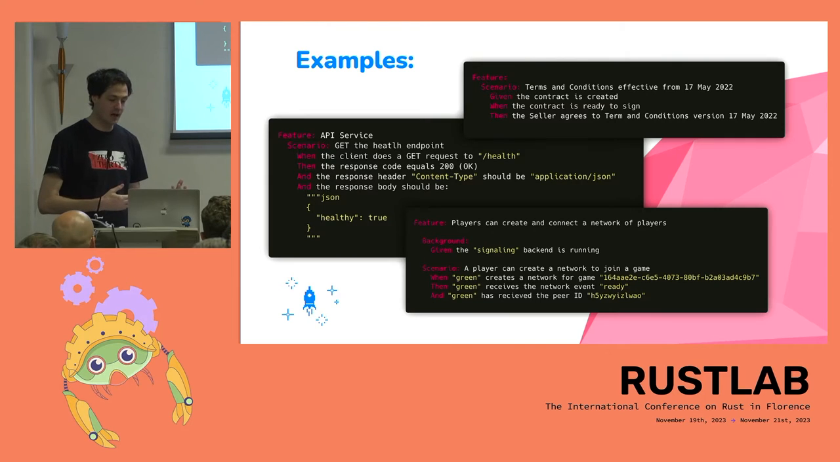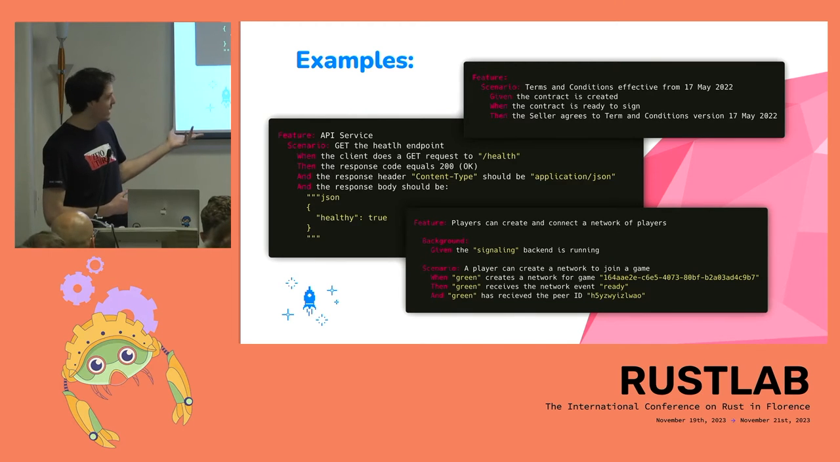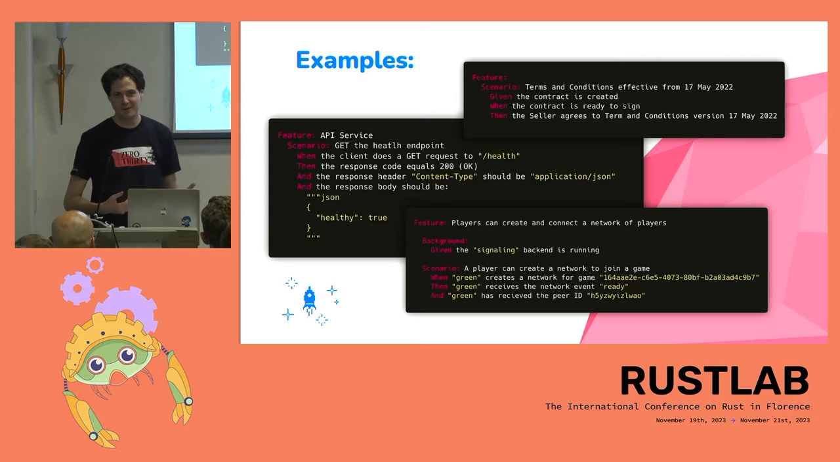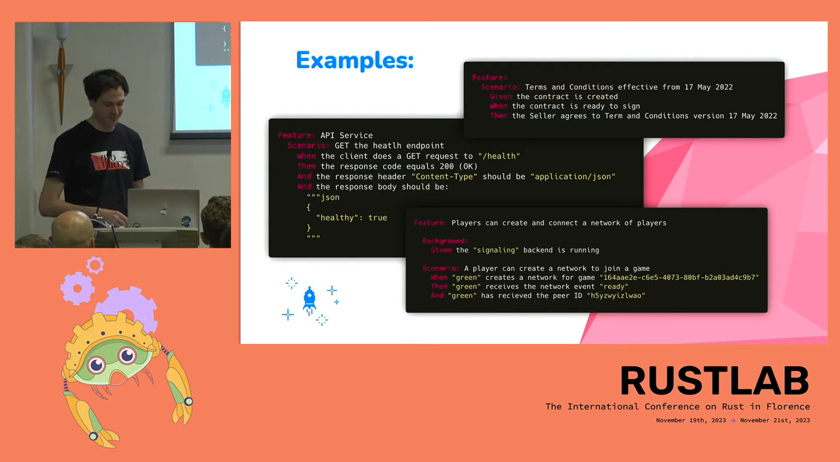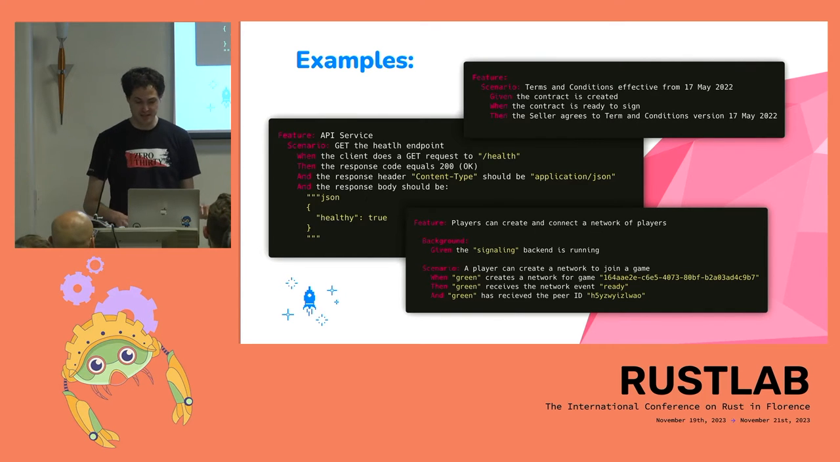But then on the other hand, I'm building a networking peer-to-peer client library for game developers in the browser. And there I write in the same language. I have the backend running. Given the player green creates a network for a specific game, and they will receive a network event ready, and they will receive a new peer ID, this peer ID. This has nothing to do with APIs, but it's a runnable test for me, and it reads very naturally. And as we all know, reading is more important than writing, because you only write once and you read many more times. So you can use it for a lot more things than just testing your APIs.